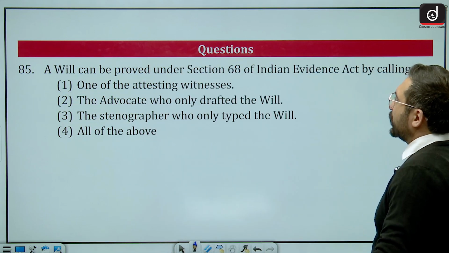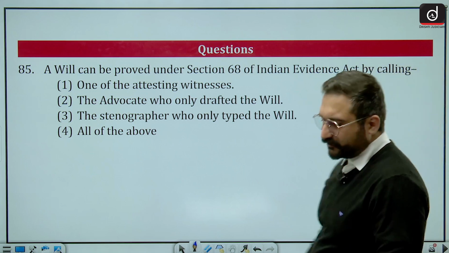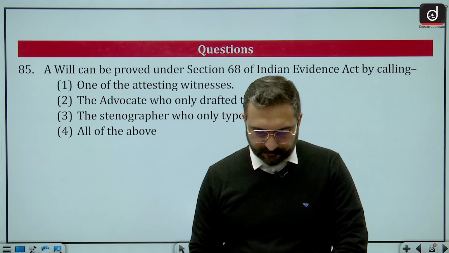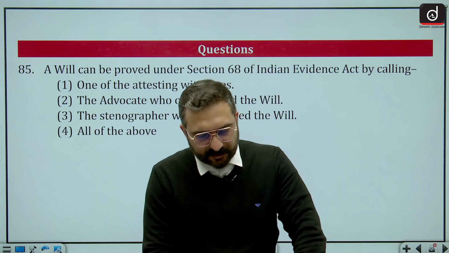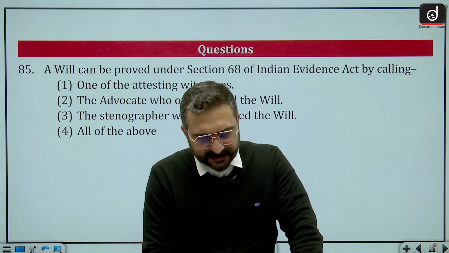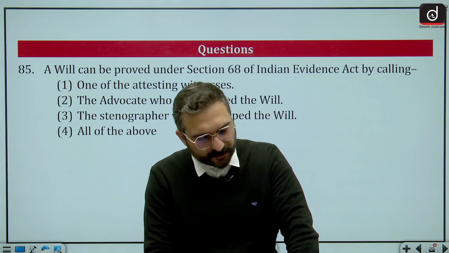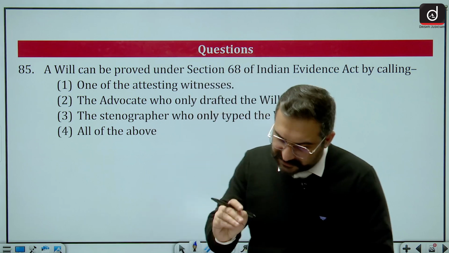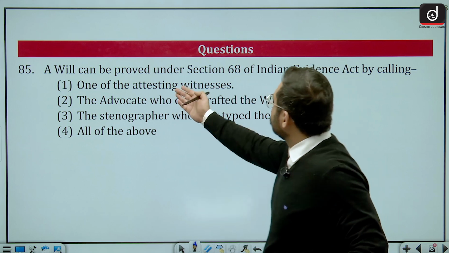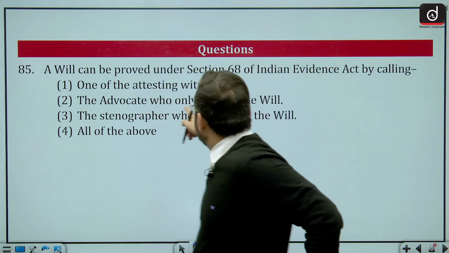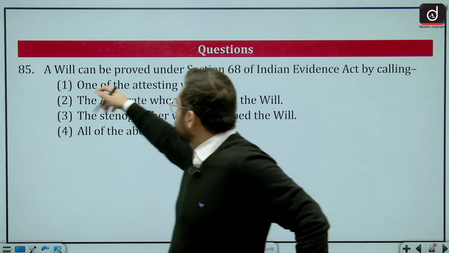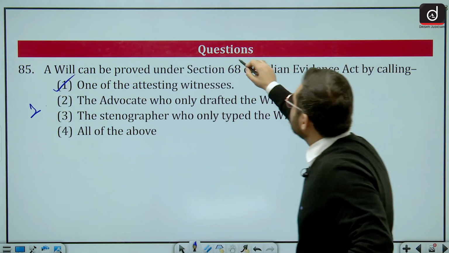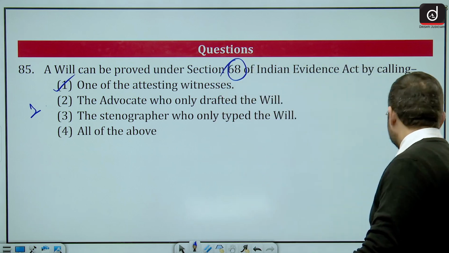This is your answer. A will can be proved under section 68 of Indian Evidence Act by calling... 68 पढ़ लो, क्या फैक्ट लिखा है. Proof of execution of document required by law to be attested. If a document is required by law to be attested, it shall not be used as evidence until one attesting witness at least has been called for the purpose. Here, पहला ही है, one of the attesting witnesses. Advocate नहीं, stenographer क्यों? यही होगा, बस one is the answer. All of the above तो हो ही नहीं सकता. साफ लिखा है ना. They are giving you the reference to section 68, so you have to remember the contents.